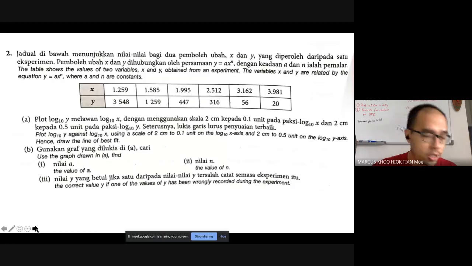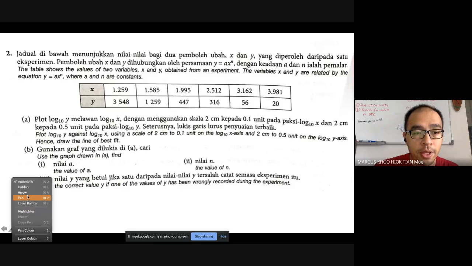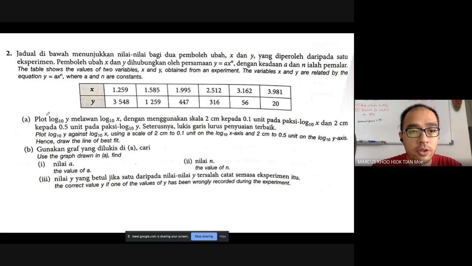Okay, so this is the question on page 82. So the table shows two variables, x and y, as always lah. So we always follow the same steps. First of all, you identify the kind of graph that you have to draw. According to this, you have to draw a graph of log 10y against log 10x, which means that your graph over here must be log 10y, and over here is log 10x.